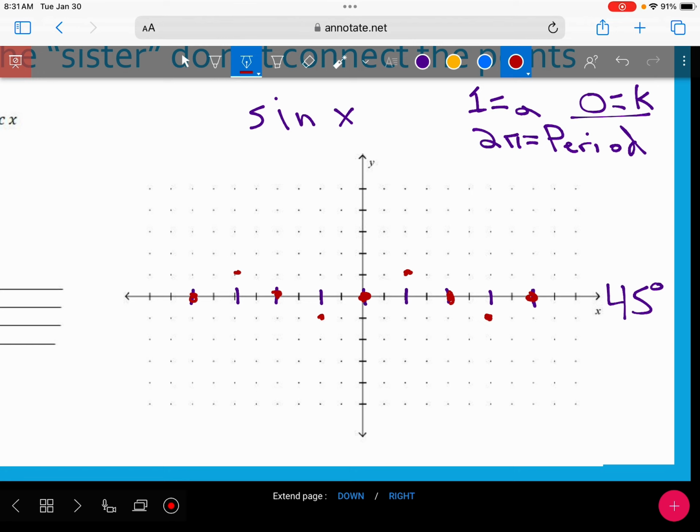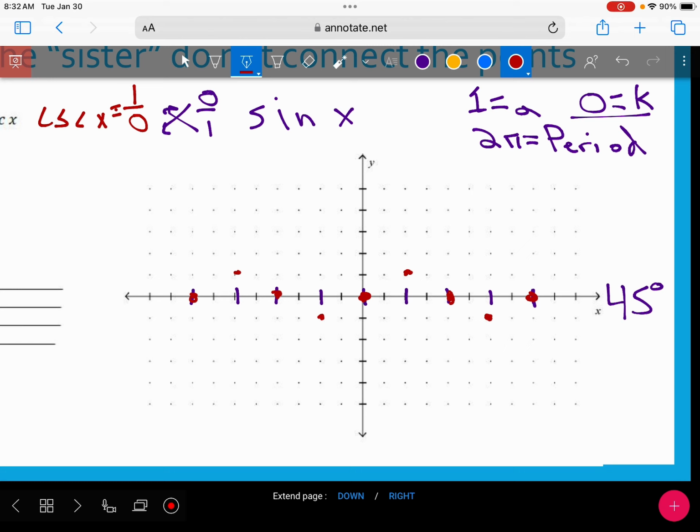Remember, wherever sine of x equals 0, we would flip it to give us cosecant of x. And so cosecant of x would equal 1 over 0, or would be undefined. And every time there's an undefined point on our graph, we write an asymptote.